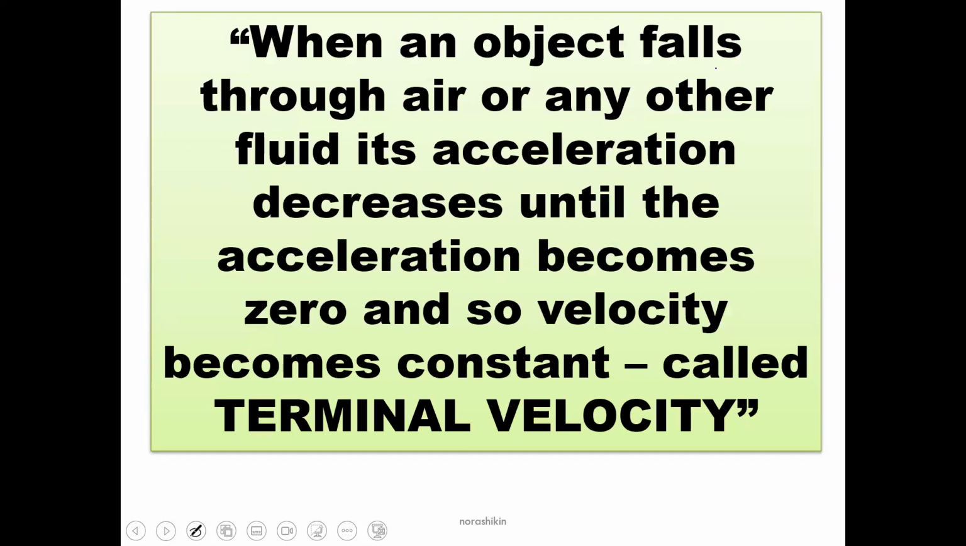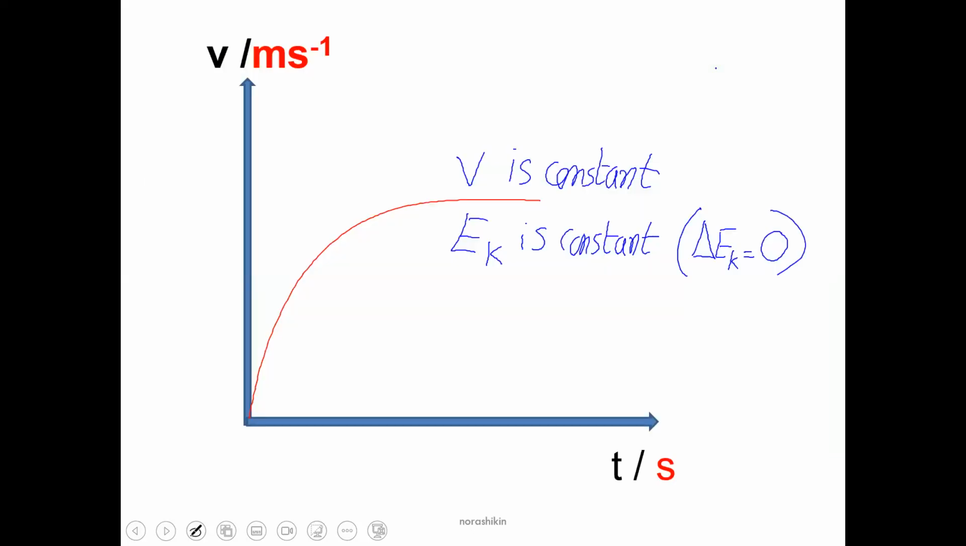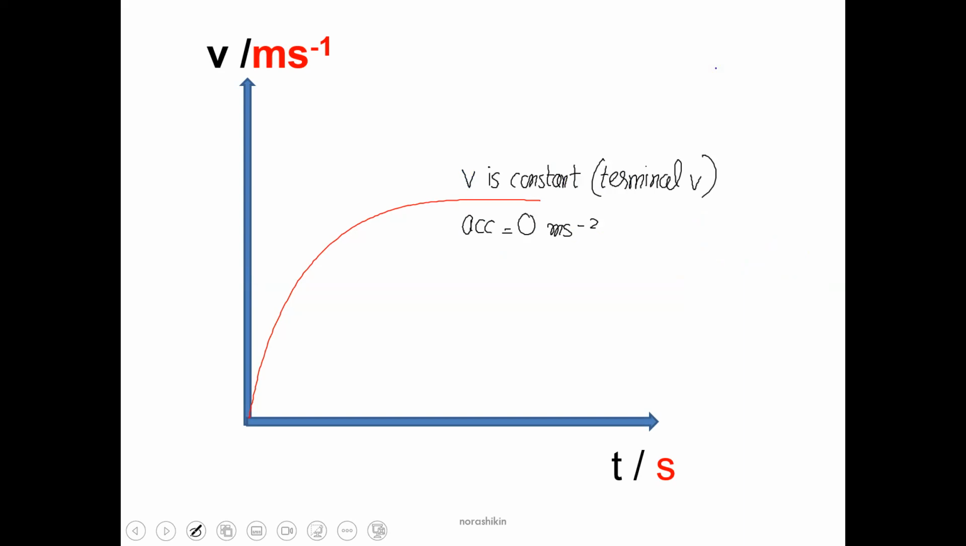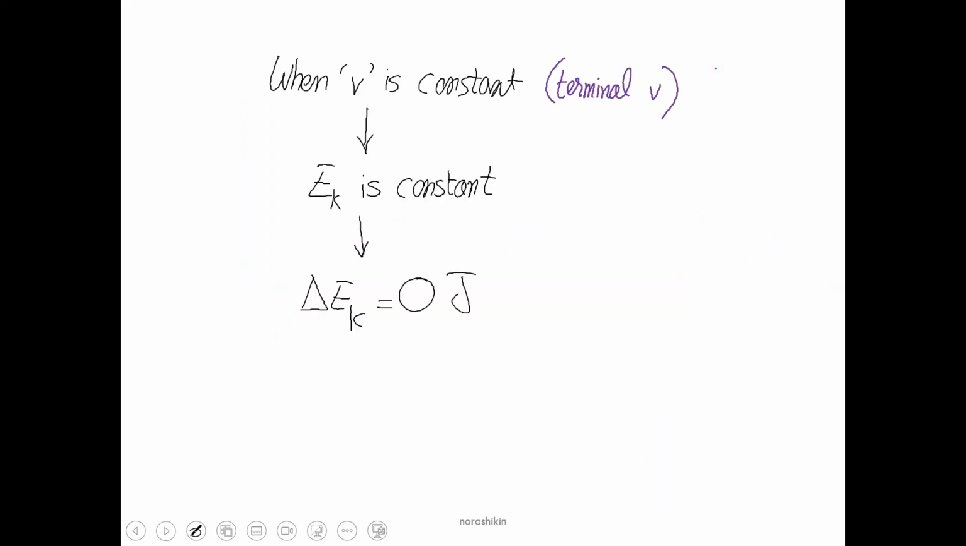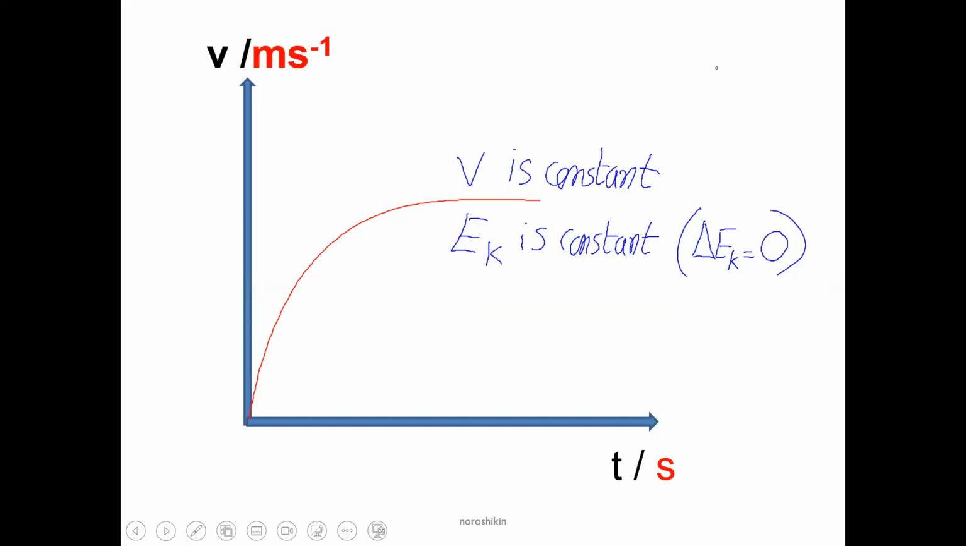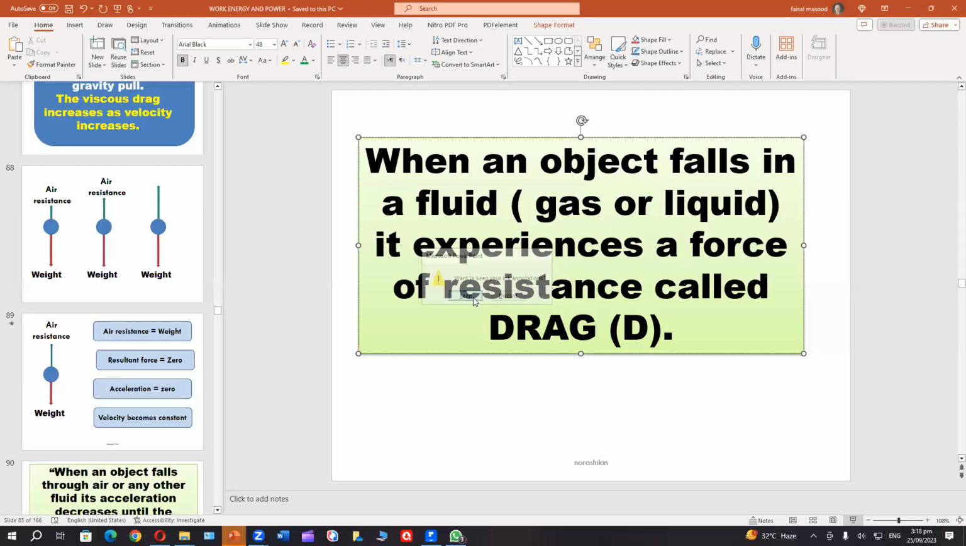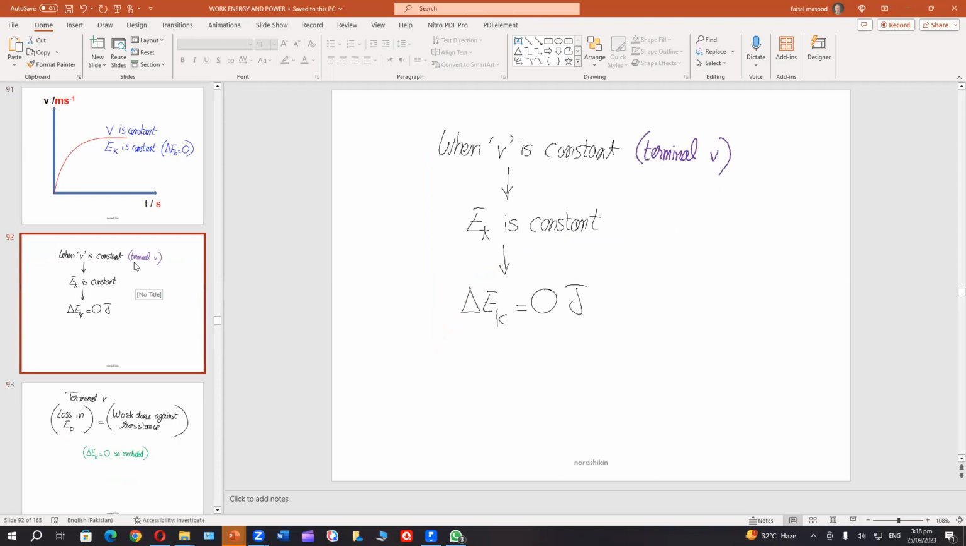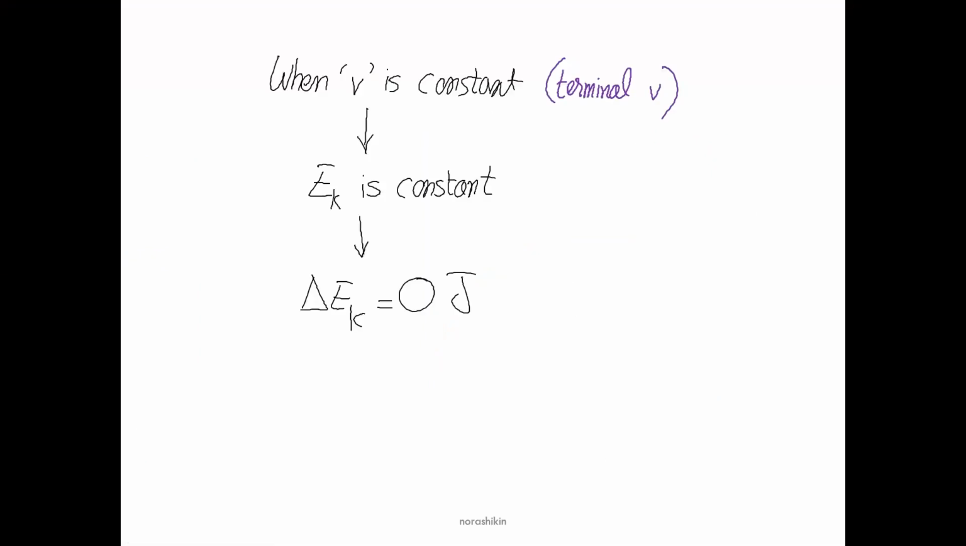When an object is falling through air or any other fluid, its acceleration decreases until the acceleration becomes zero. And so velocity becomes constant. It is called terminal velocity. Remember this sketch. Initially, velocity is increasing, but later velocity becomes constant. When velocity becomes constant, kinetic energy also becomes constant, and the change in kinetic energy becomes zero. So, something is falling through air, and it later reaches terminal velocity, and kinetic energy at that point becomes constant. You have to copy this.